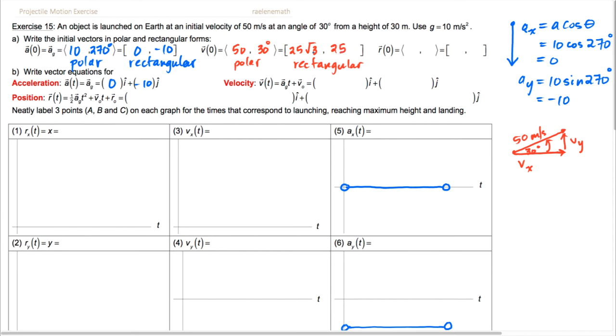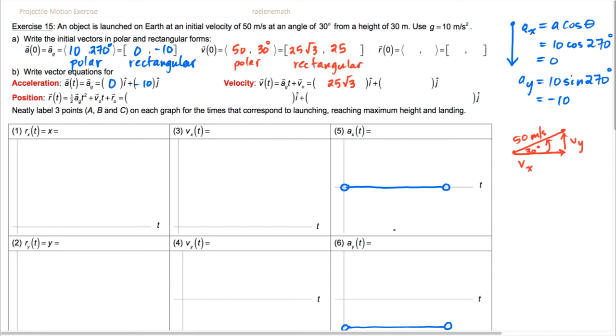Now, we see that the x component of acceleration is 0, which means that the x component of velocity does not change. That's because the definition of acceleration is the rate of change of velocity. And if the acceleration is 0, there is no change in velocity. And as a result, we have that the x component of velocity is a constant. And so we can put that in for all times as a constant function 25 root 3.